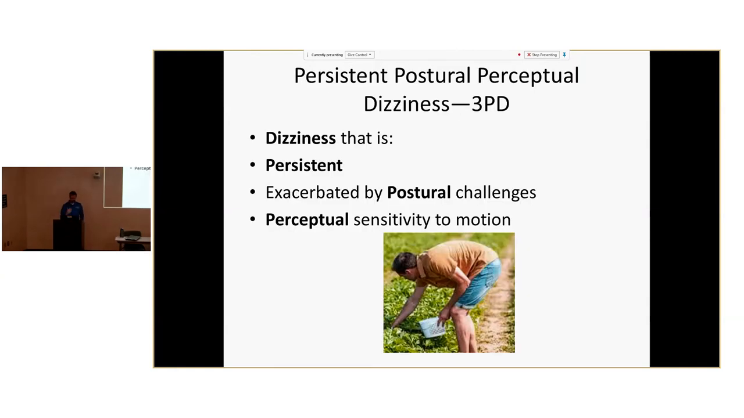So just as a review, persistent postural perceptual dizziness, or 3PD, is dizziness. Dizziness, again, is a sensation of vertigo, imbalance, or lightheadedness that is persistent, so it lasts most of the day, and it lasts for at least 3 months. It's made worse by postural challenges, so changes in position, and perceptual relates to how we process sensory information.